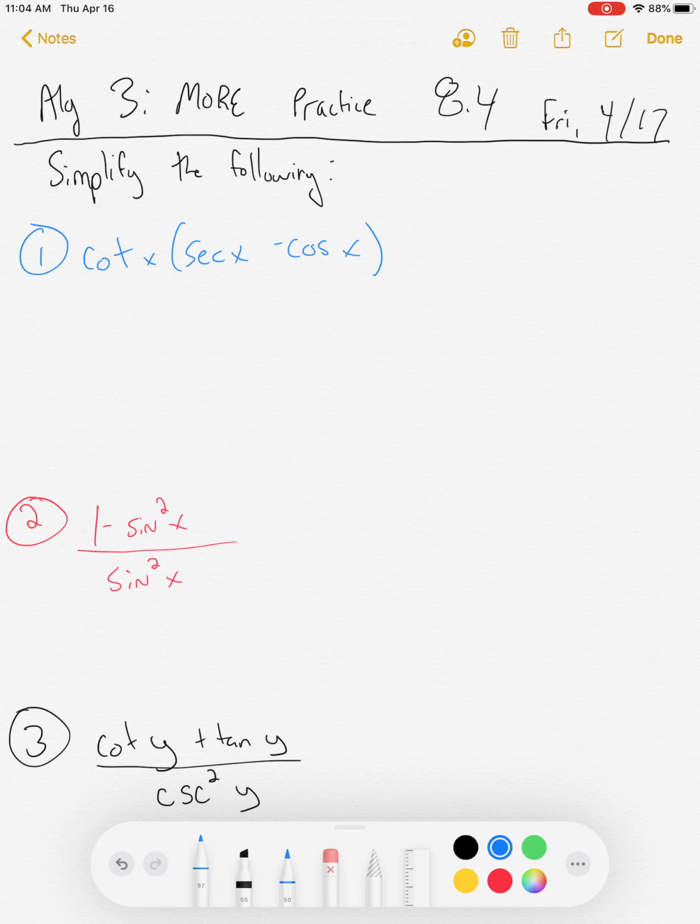Hello everybody, I am going to walk you through the homework from Friday, just 3 practice problems. Number 1, the key is to first switch everything in terms of sine and cosine.